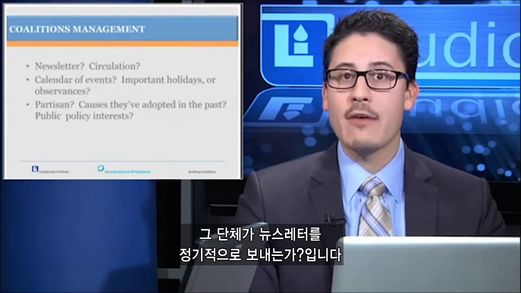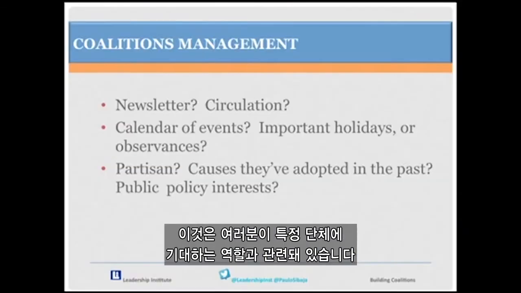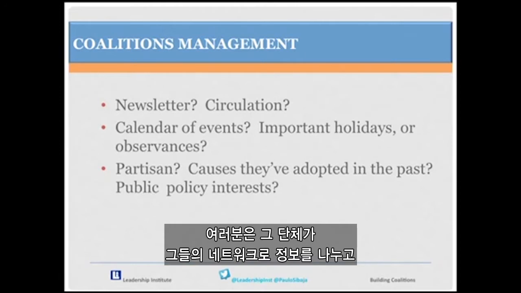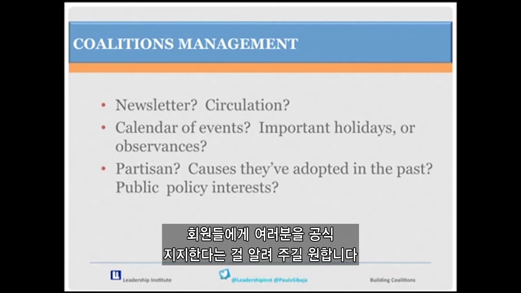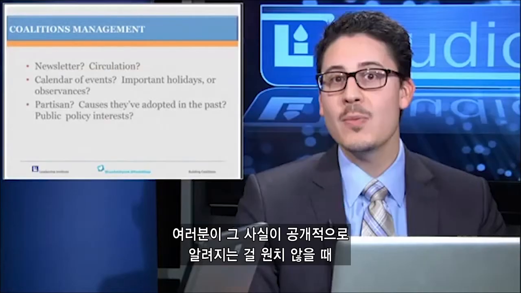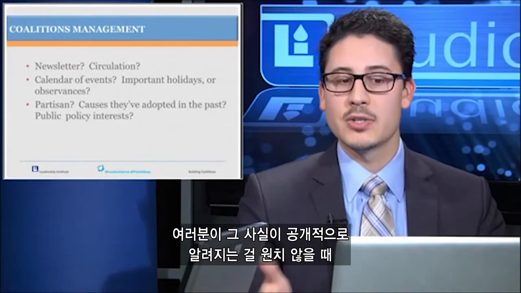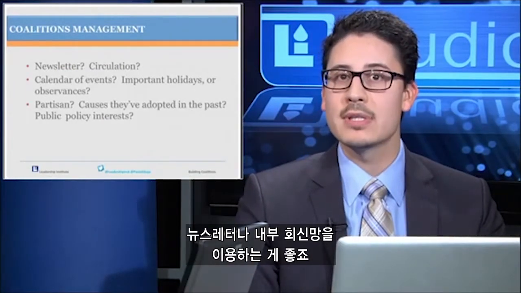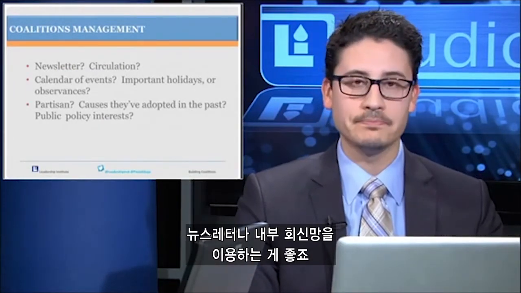Next, do they have newsletters or circulations? This ties back to what you want that particular organization to do. Do you want that organization to pass out information within their network, their interconnections, to let them know that they're supporting you? But you maybe don't want it public. So this is a great way to do it, through newsletters or their internal circulation.